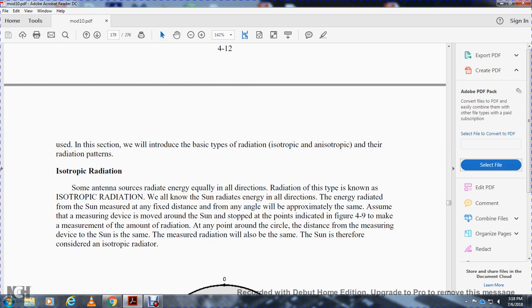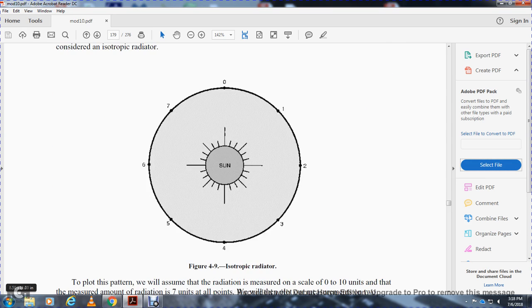In this section we introduce the basic types of radiation patterns: isotropic and anisotropic. Isotropic radiation: an antenna source that radiates equally in all directions is known as an isotropic radiator. We all know that the sun radiates energy in all directions. Energy radiated from the sun, measured at a fixed distance from it at any angle, is approximately the same. Assume the measuring device moves around the sun and stops at the points indicated in figure 4-9 to measure the amount of radiation. The distance from the measuring device to the sun is the same, so the measured radiation will also be the same. The sun is therefore considered an isotropic radiator.